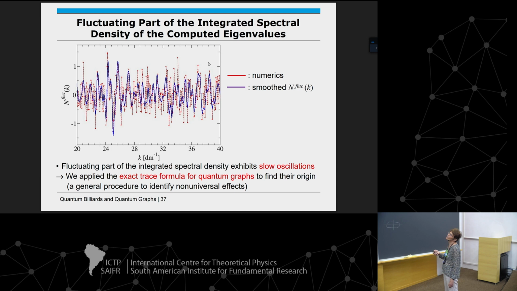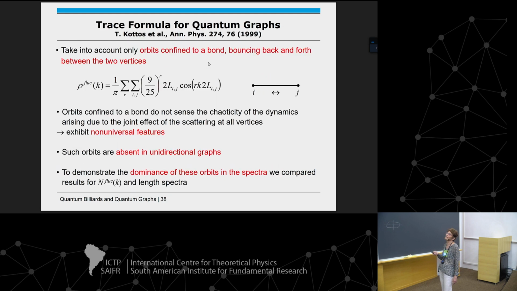But as I will show now, here I show in red the fluctuating part of the spectral density. In blue, I just show what you would get when you average over it. Then you get slow oscillations. And to understand these slow oscillations, we use the Fourier transform of the spectrum. Then you get length spectra, and then you can identify lengths. And we showed that these correspond to backscattering.